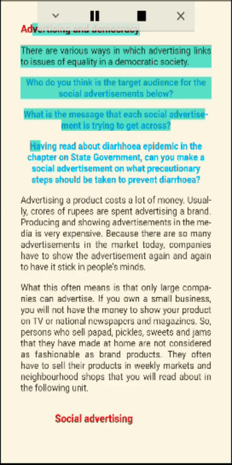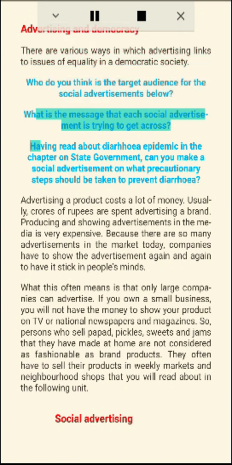Advertising in democracy. There are various ways in which advertising links to issues of equality in a democratic society. Who do you think is the target audience for the social advertisements below? What is the message that each social advertisement is trying to get across? Having read about the diarrhea epidemic in the chapter on state government, can you make a social advertisement on what precautionary steps should be taken to prevent diarrhea?